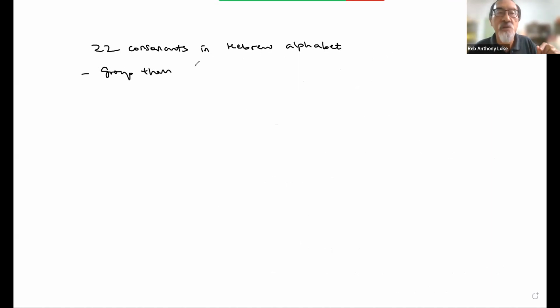Now, you group them in groups of the first 5: Aleph, Beth, Gimel, Daleth, Hey. The next 5: Waw, Zai, Het, Tet, Yod. And then Kaf, Lamed, Mem, Nun, Samekh. Ayin, Pe, Sade, Qoph, 4. Resh, Shin, Sin, Tau, 4. And then you realize you have 22.